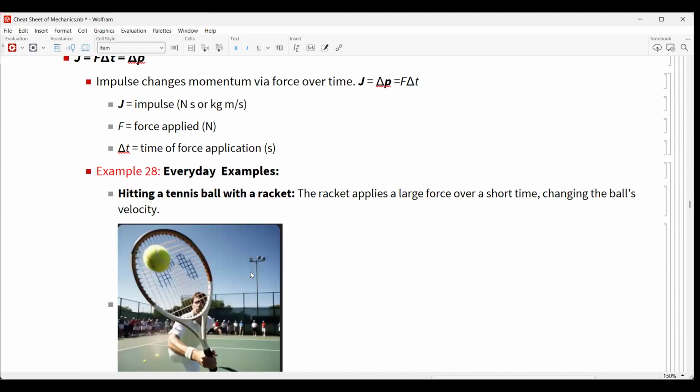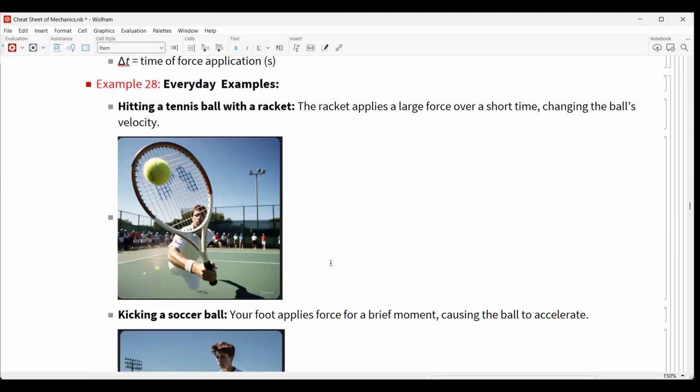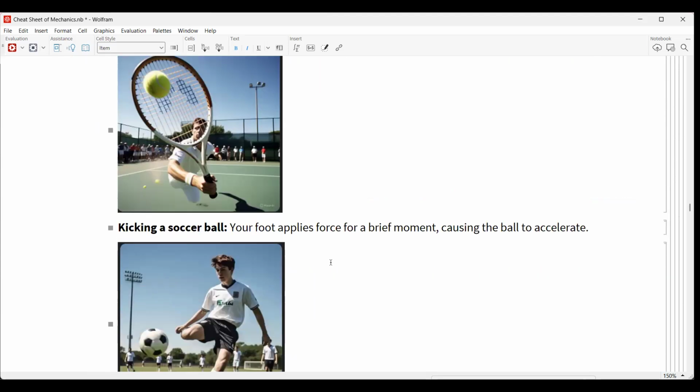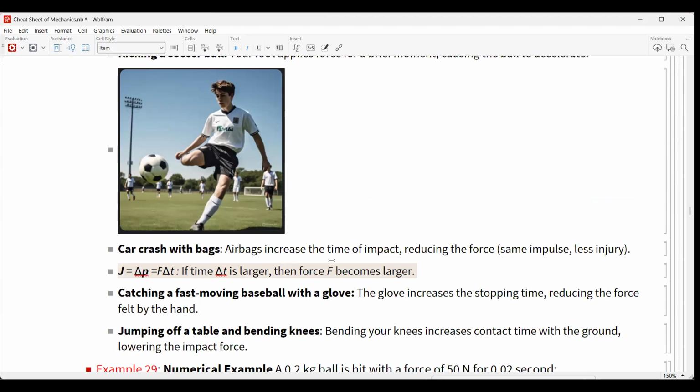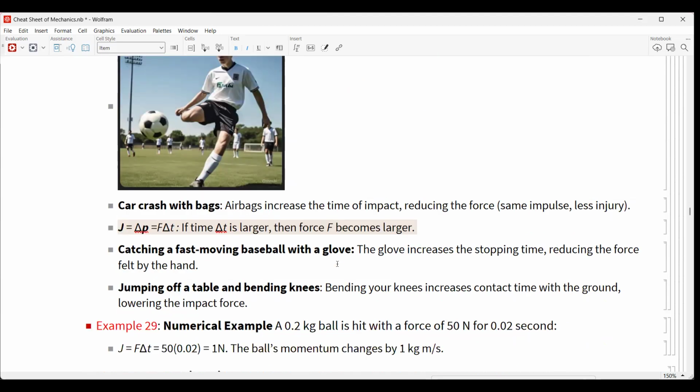Everyday example: hitting a tennis ball with a racket. The racket applies a large force over a short time, changing the ball's velocity. Kicking a soccer ball: your foot applies force for a brief moment, causing the ball to accelerate. Car crash with airbags: airbags increase the time of impact, reducing the force, same impulse, less energy. So if the time delta t is larger, then the force F becomes smaller.